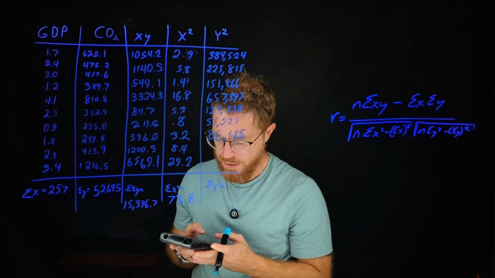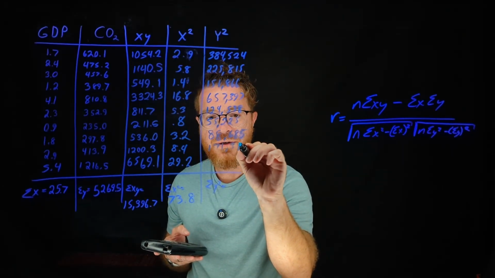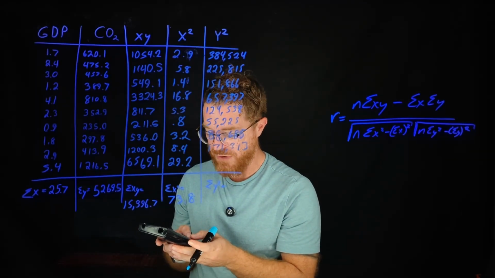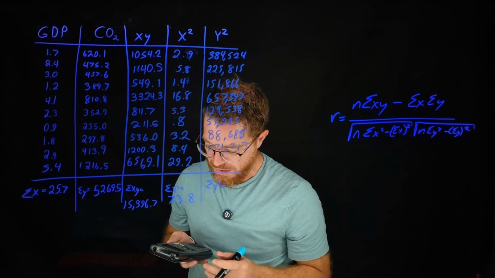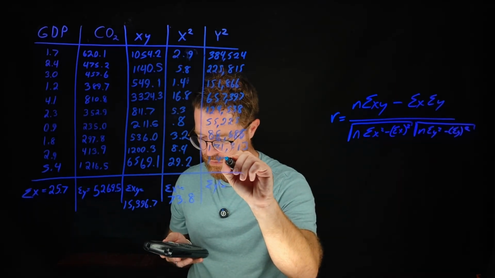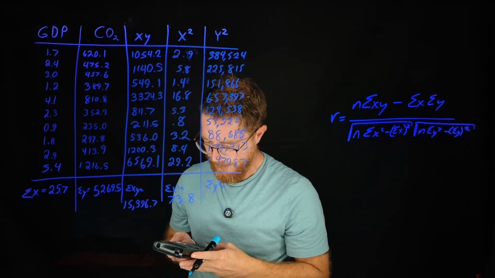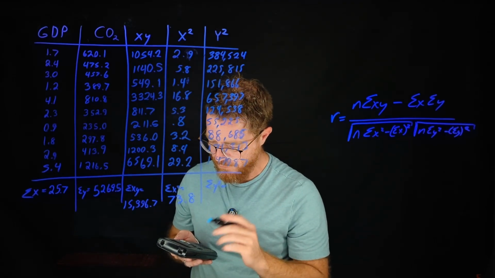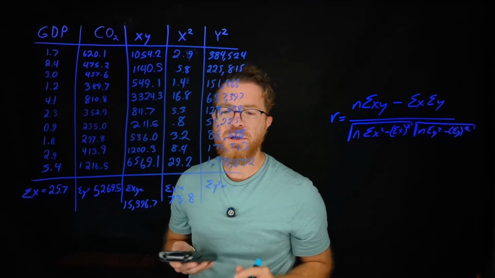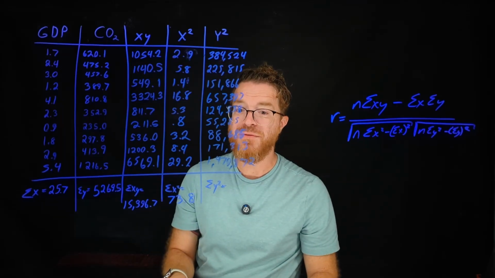413.9 squared is going to be 171,313. And the last one, we have 1,216.5 squared is going to give us 1,479,872. And now we get to sum all of those up.